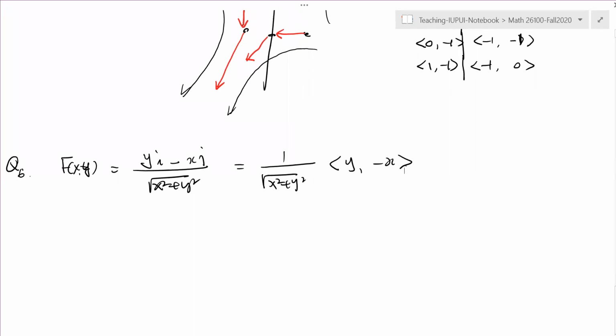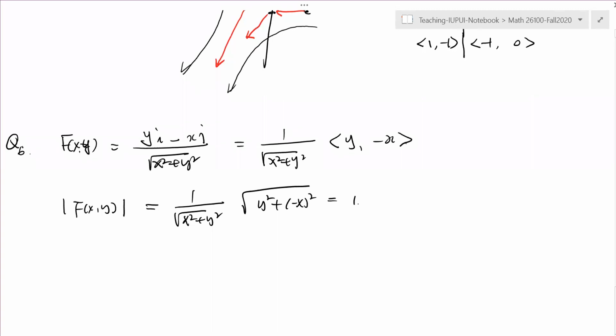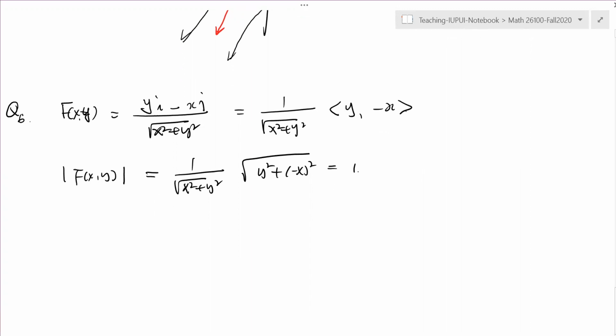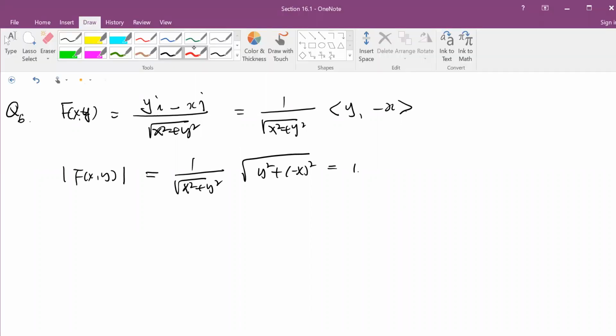Actually, first of all, you note that the length of this vector is always equal to 1. This is going to be the square root of y squared plus negative x squared, over the square root of x squared plus y squared. It's always equal to 1. Okay. It's a unit vector. So don't draw the vector longer, it's the same length, but different direction. Okay. All right. So first of all, let's understand the following picture.